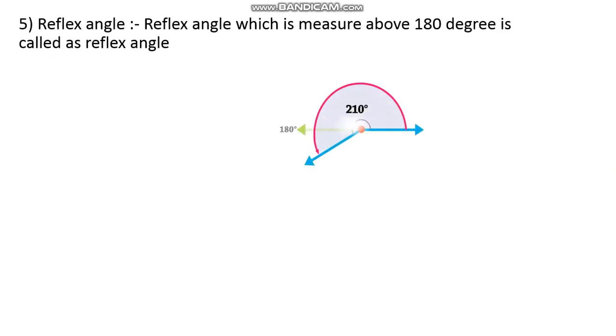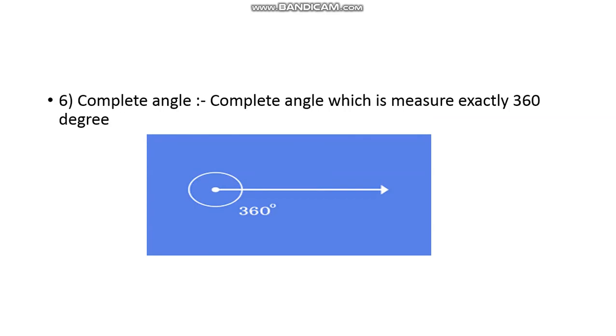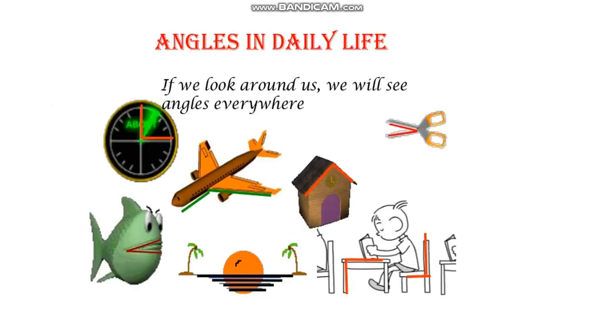Reflex angle means above 180 degrees. Then complete angle means exactly 360 degrees. These are the types of angles. Whatever we are using in our day-to-day life, the things around us, it is a formation of angles and shapes.